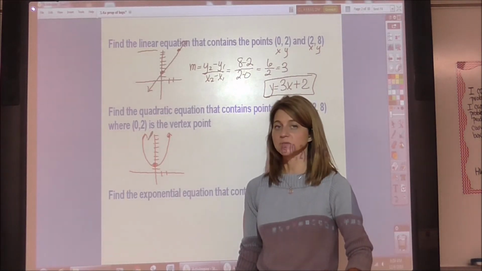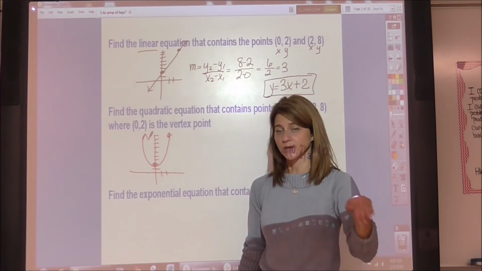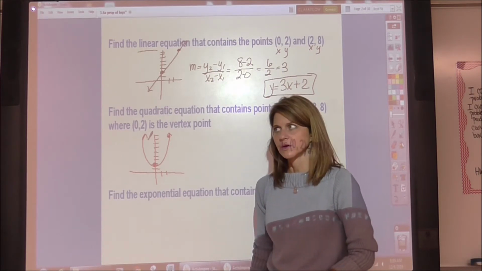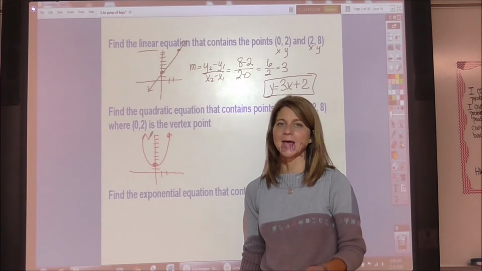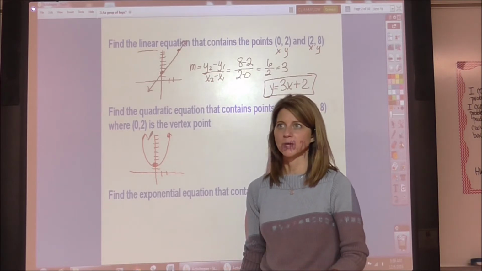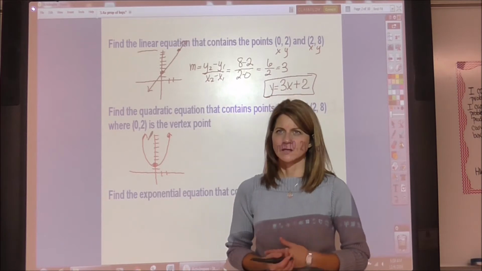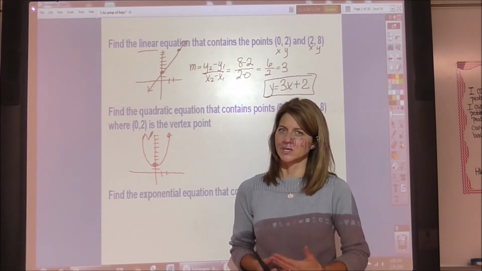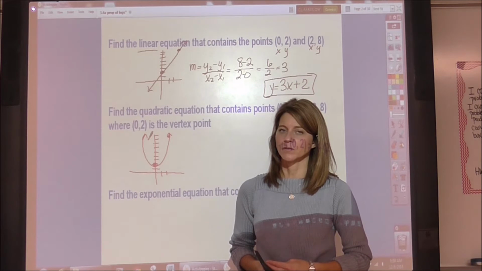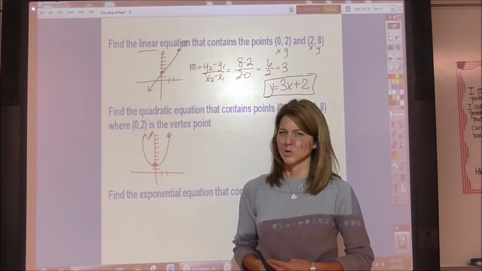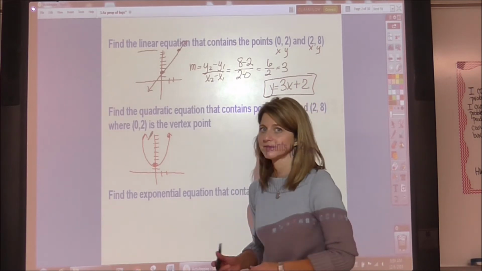Parabolas don't have the same slope all the time. They change slope, that's what makes them a curve. So we need a parabola, and we have the vertex. Maybe it would be good if we use vertex form. So think for a second, go flip back in your notes, go back to last chapter. Do you remember vertex form of a parabola? Go back and look, I'll hang on.